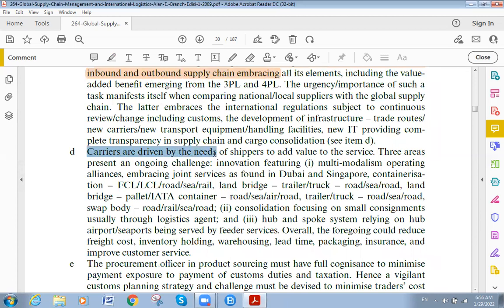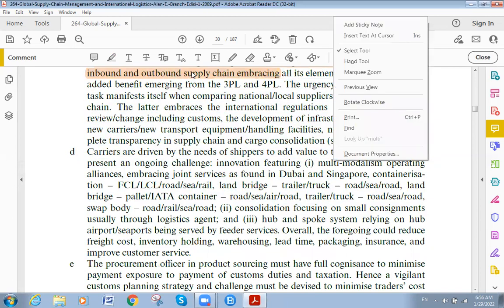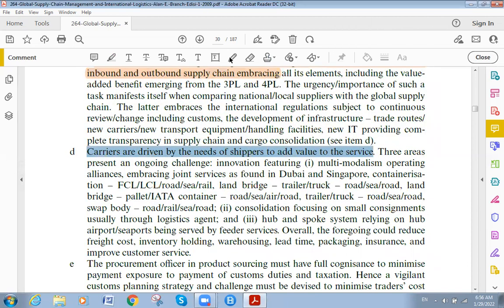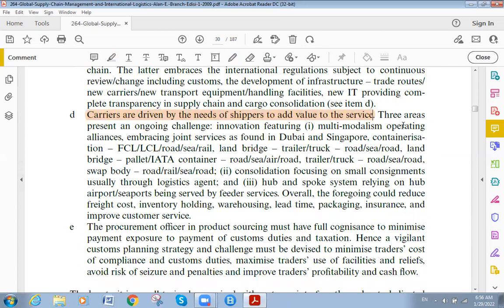Carriers are driven by the needs of shippers to add value to the service. There are three areas of present and ongoing challenges. What are they? Innovation featuring multi-modalism, operating alliances embracing joint services as found in Dubai and Singapore, and concentration on containers: FCL, LCL, road, sea, rail, land bridge, trailer trucks, all these land containers.